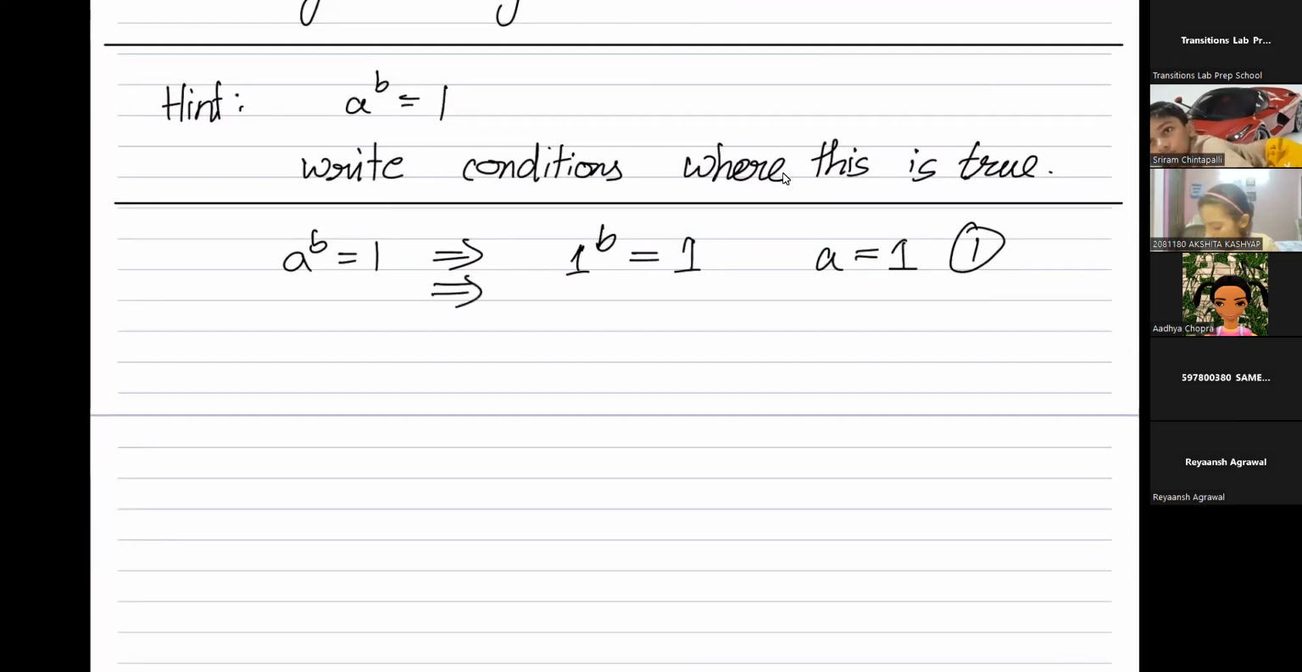Another condition will be, yeah, what happened? Won't this all equal to one? Because look, if it comes, so can you scroll up?